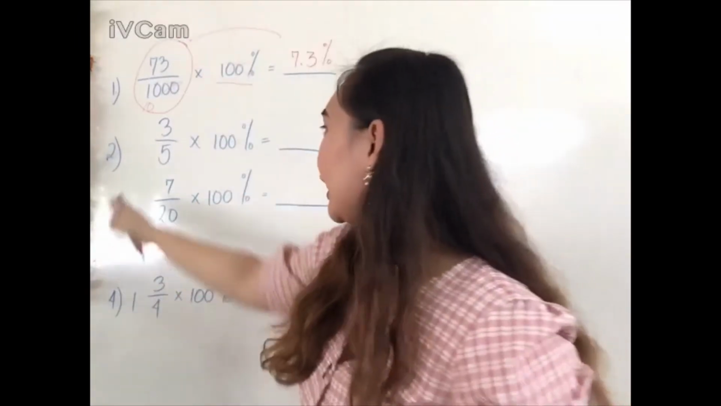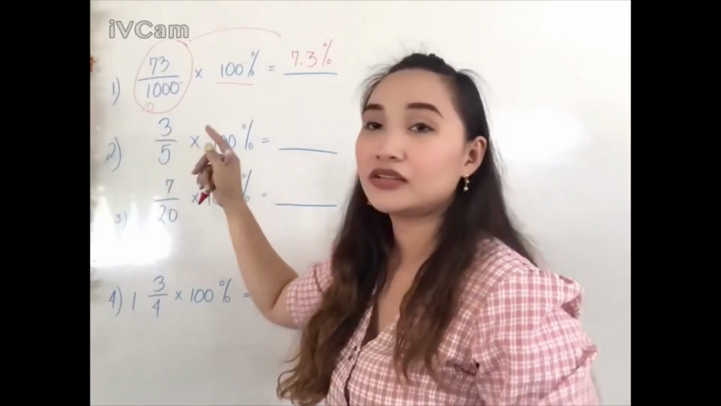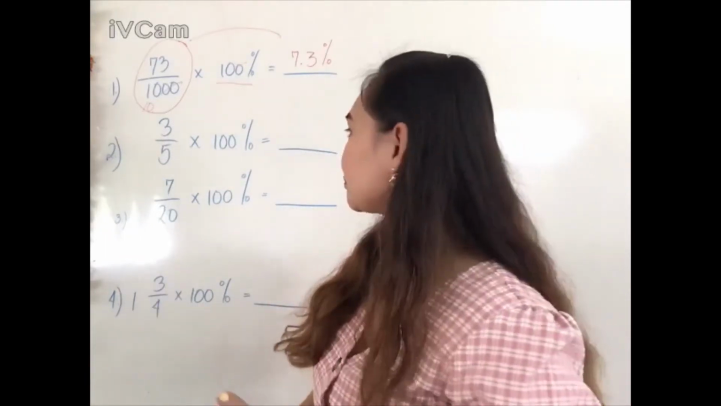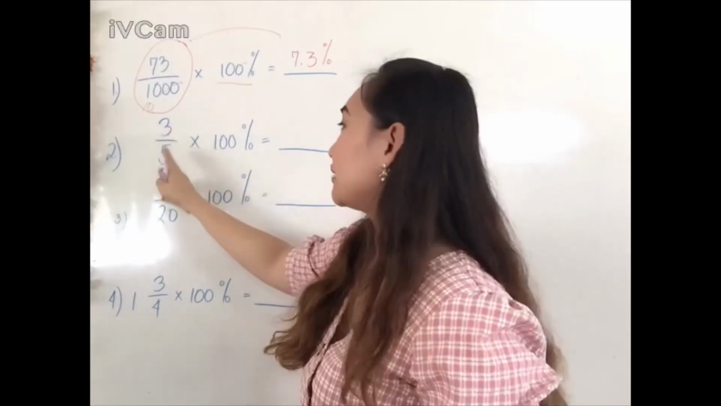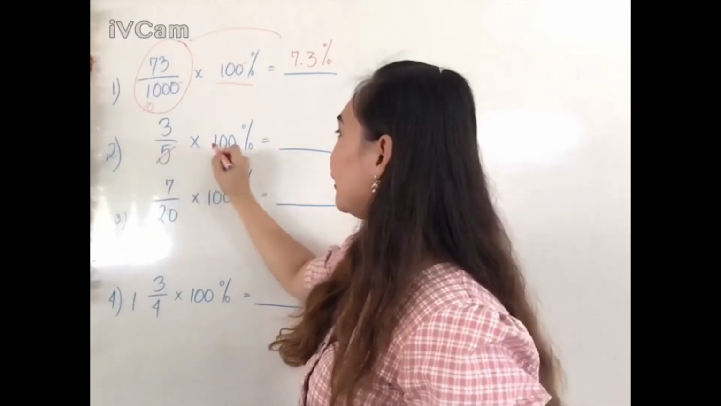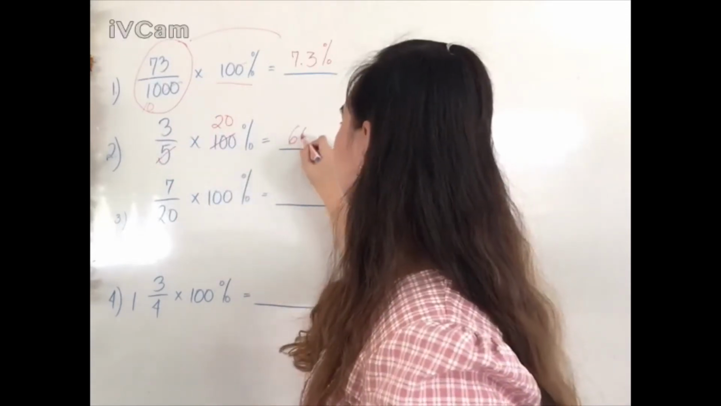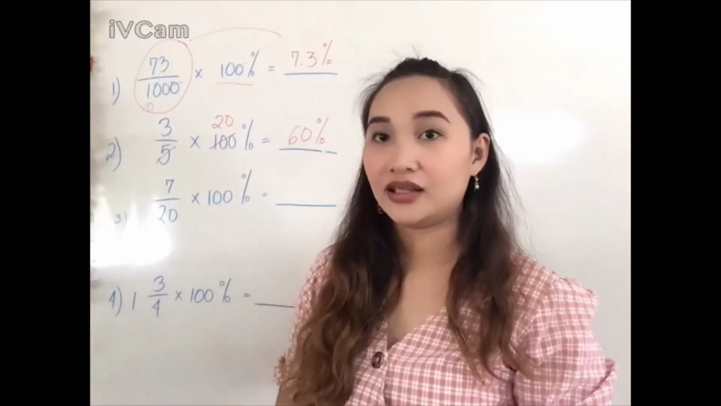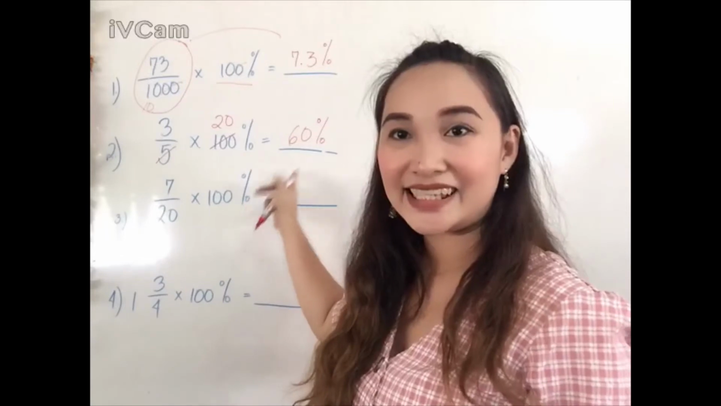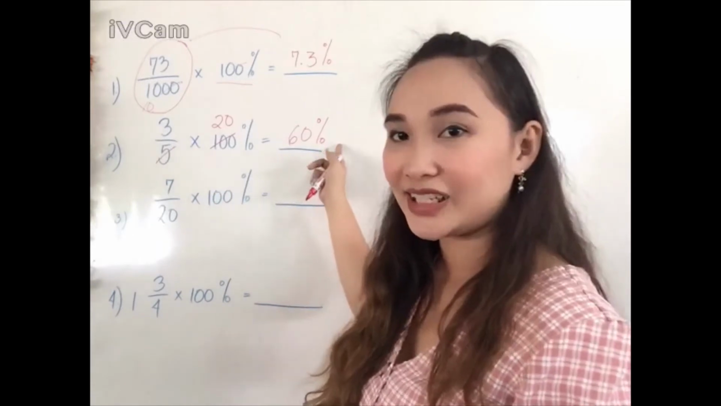Okay, next question. All right, so next we have 3 over 5. So change that one to percentage. Simply multiply again to 100. So 3 over 5 times 100, so we have 20. So 3 times 20, that is 60%. So therefore, 3 over 5 is 60%. 3 over 5 is equal to 60%.